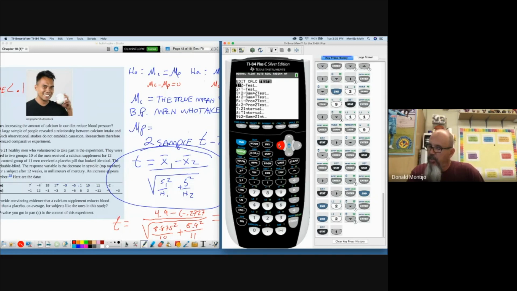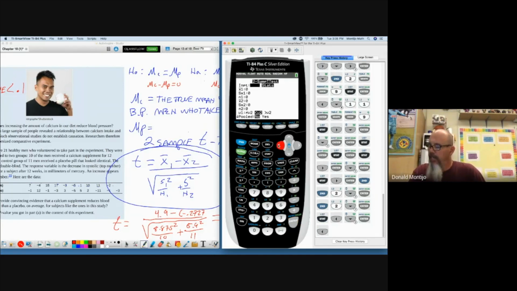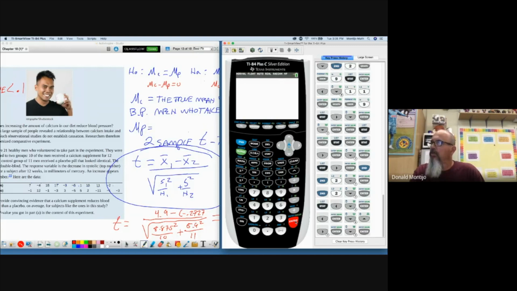Oh, it's a 2-sample t-test. Do I have data? Yes. I put the data in my lists. What lists? L1 and L2, yes. And then it's going to ask me, never ever mess with frequency. It's going to ask me, what is my alternative? And we decided that the alternative was going to be greater than. So I go over here and I select greater than. And then I come down here and I say, all right, cool, do the work.